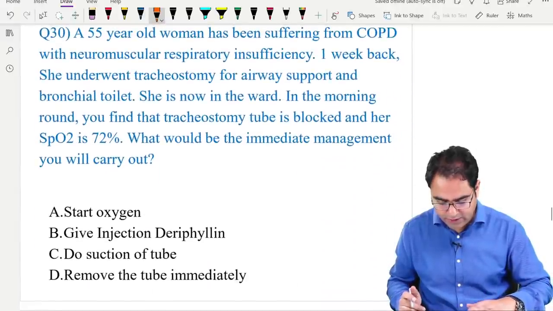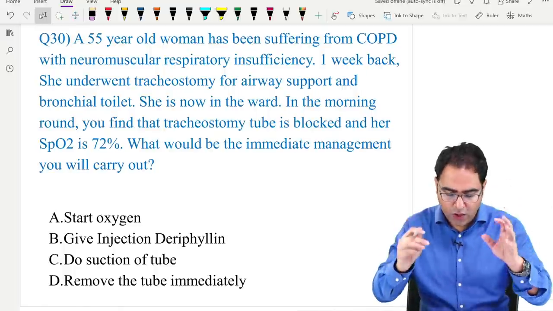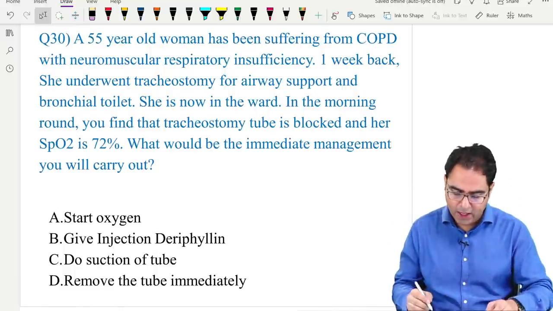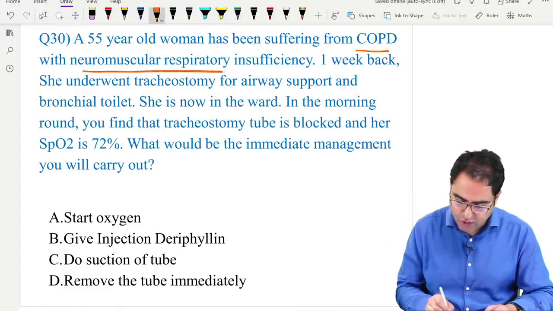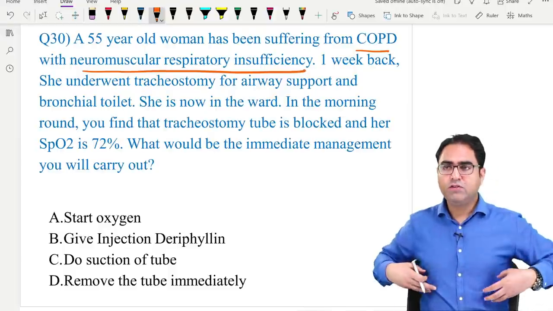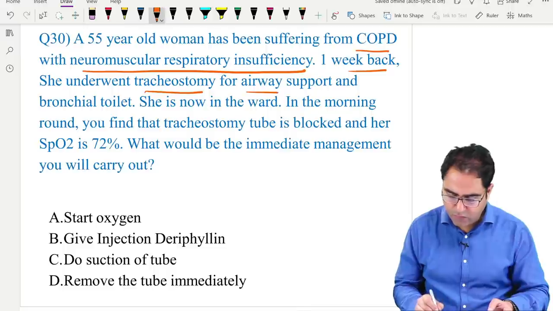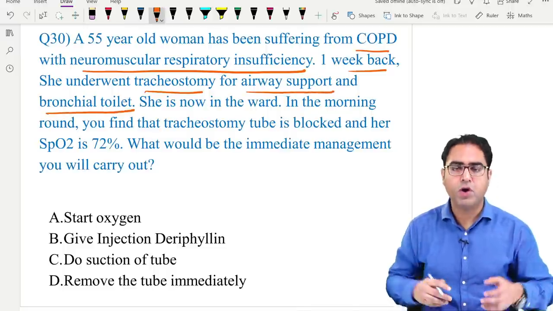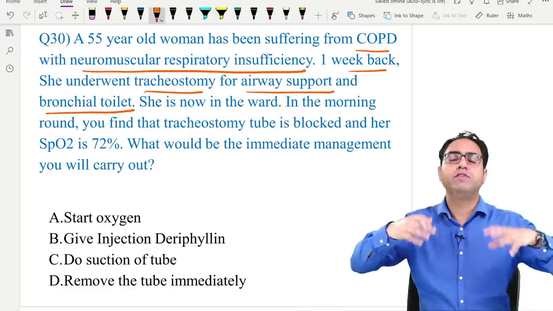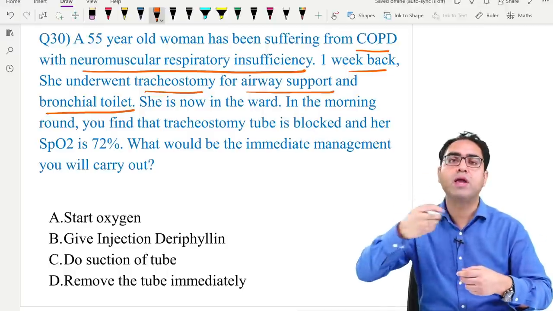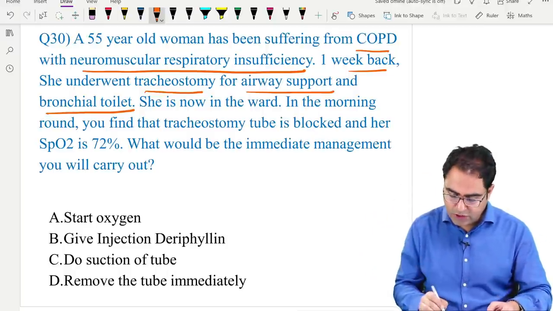Let's do another clinical scenario, beta. A 55-year-old woman has been suffering from COPD with neuromuscular respiratory insufficiency. She is not able to cough out secretions, beta. One week back, she underwent tracheostomy for airway support and bronchial toilet. Because she cannot cough, her lungs are full of secretions. You have done a tracheostomy for the bronchial clearing, toilet, beta. She is now in the ward.